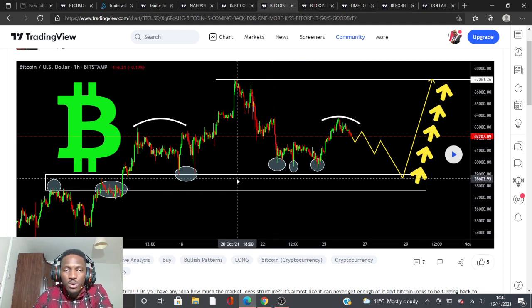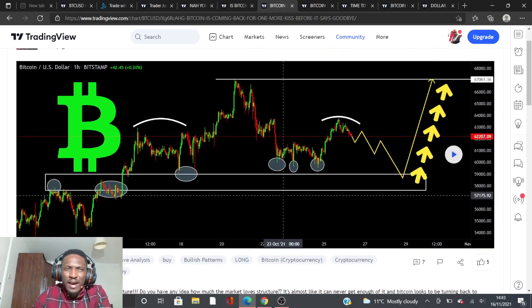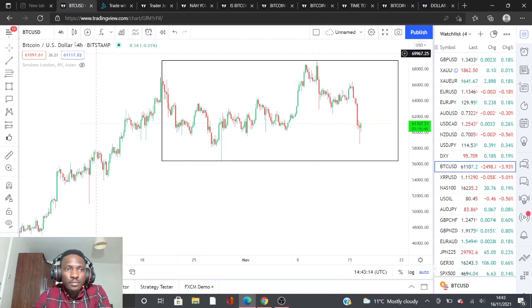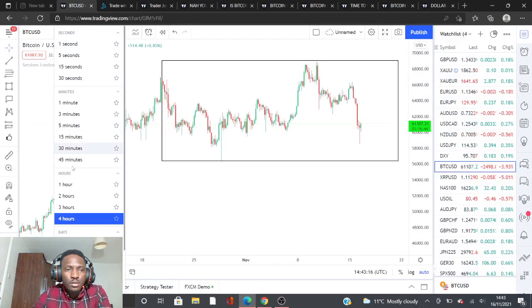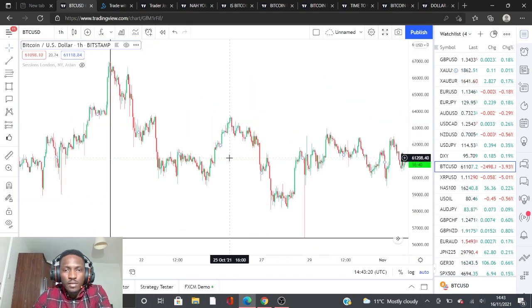The first picture I want to have a look at is the one I made on the 26th of October. So this is just 5 days later on a much lower time frame. We're talking about the hourly time frame. So let's go back to Bitcoin, drop this down to the 1 hour time frame, and let's go back to the 25th of October. And this is the 25th of October right here.